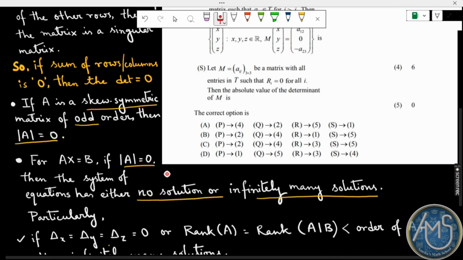If we have a matrix which is skew symmetric of odd order, like order 3, order 5, order 7, and skew symmetric, then the determinant is equal to 0.